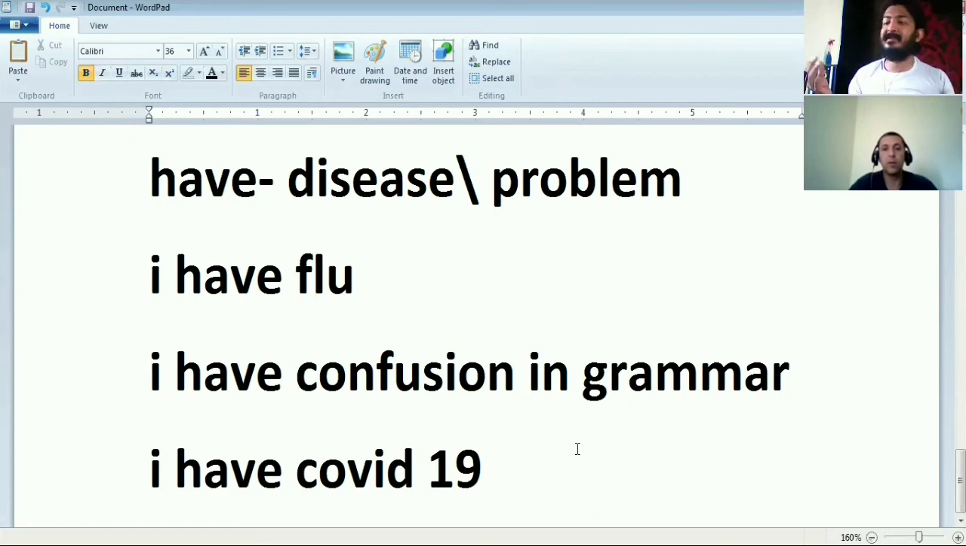I have a virus in my computer. I have a headache. I have pain in my back. I have pain in my tooth. I have pain in my legs. I have fever. I have cough. I have diabetes. So whenever you talk about diseases, you can also use have, all right? I'm going to ask you questions about disease and you will tell me the answer and then you will ask me. So do you have diabetes?